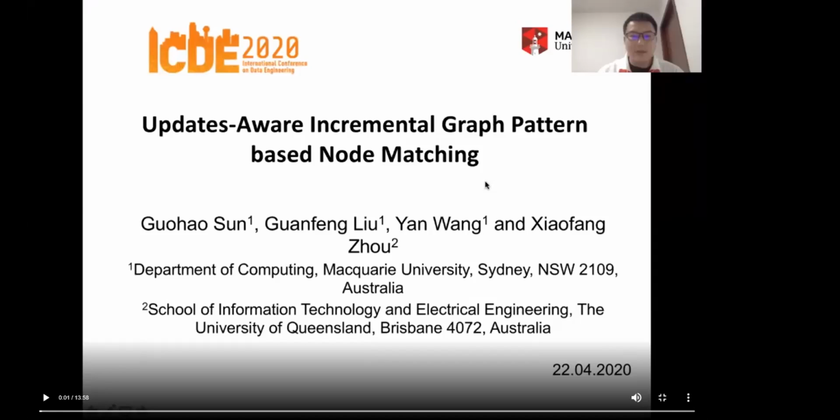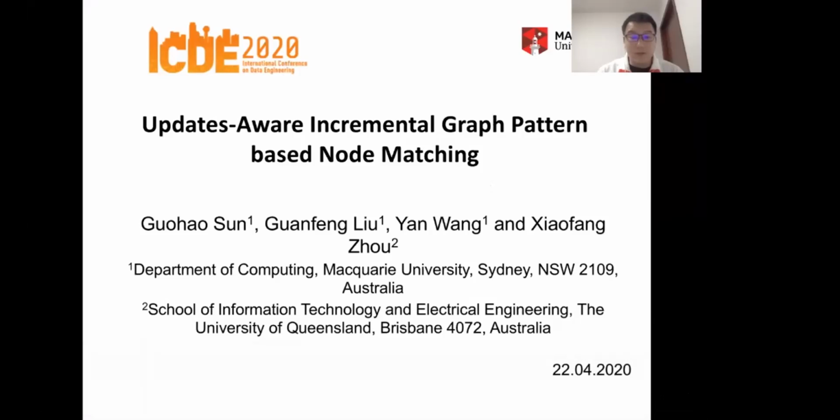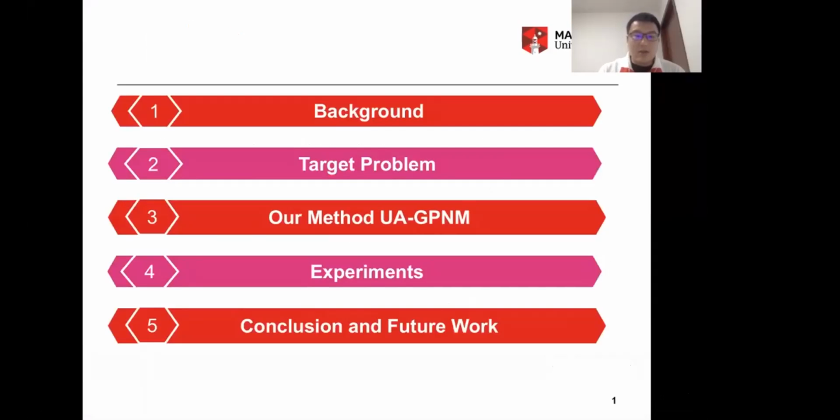Okay, let's begin the video. Hello everyone. My name is Gorhausen from the Department of Computing, Macquarie University. Today I'm very happy to introduce our work, which is called update-aware incremental graph pattern-based node matching. So this is the outline of my presentation. Firstly, I will introduce the background, and then our target problem, and then our proposed method, which is called UA-GPNM, and then the experiments, and finally the conclusion and the future work.